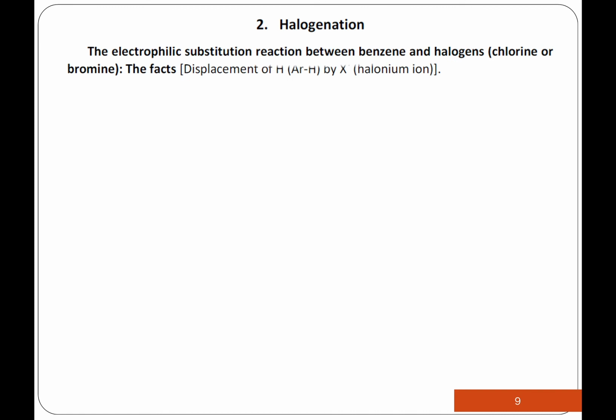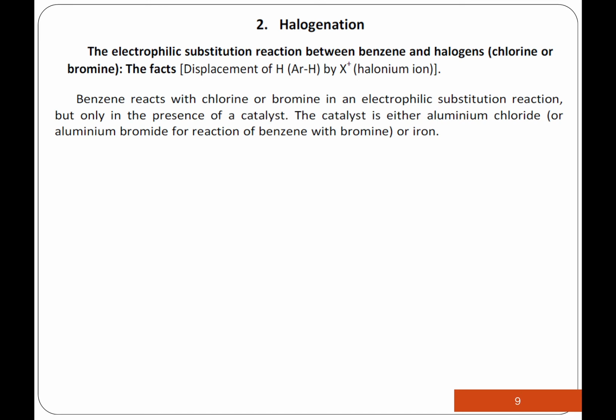Second type of reaction is halogenation. It is a displacement of the H of benzene with a positively charged halogen, which is called a halonium ion. For bromine, it is bromonium ion. For chlorine, it is chloronium ion. So benzene reacts with chlorine or bromine, and it requires a catalyst. Catalyst is either AlCl3, aluminum chloride, or FeCl3, ferric chloride.